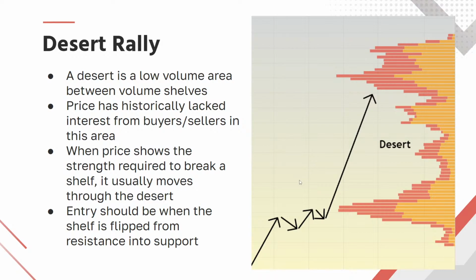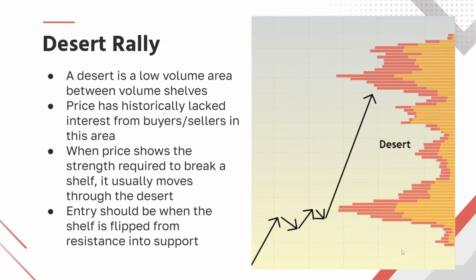And it also takes strength to get into a desert. Usually it has to break through a shelf. And when it does break through a shelf, that is a show of strength in itself. If we're able to get through this high volume shelf, it shows me that bulls are strong right now. So we move up into it, we kind of consolidate in this shelf, and then we break into the desert. That shows that the bulls had enough strength to get through this high volume area. They're likely going to have enough strength to continue through the desert.